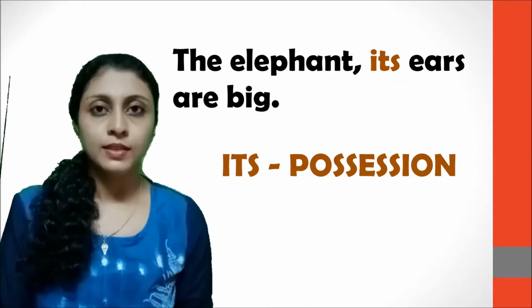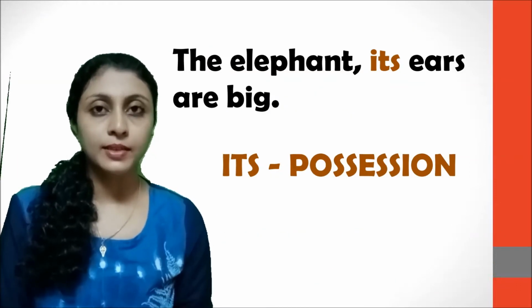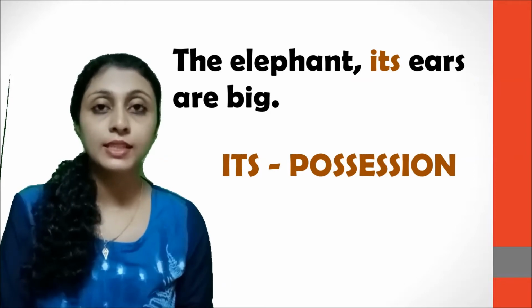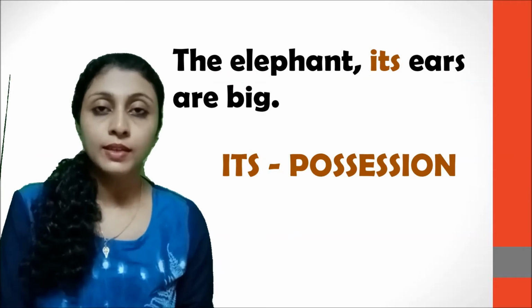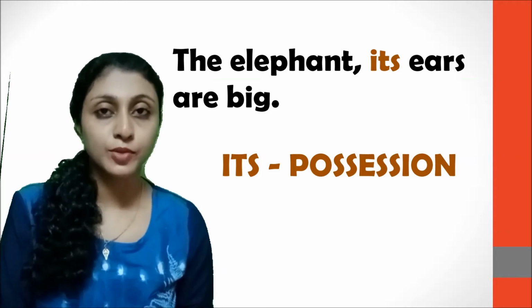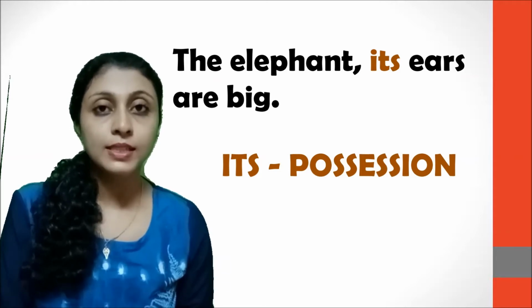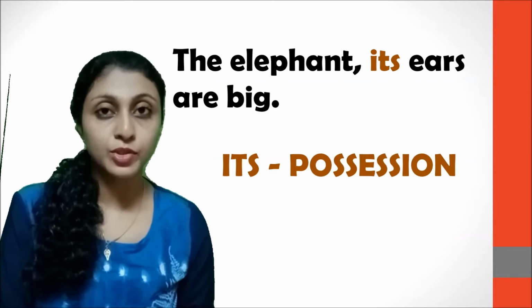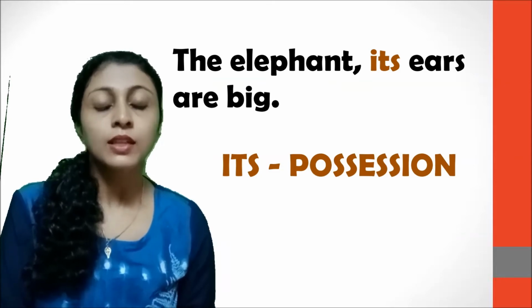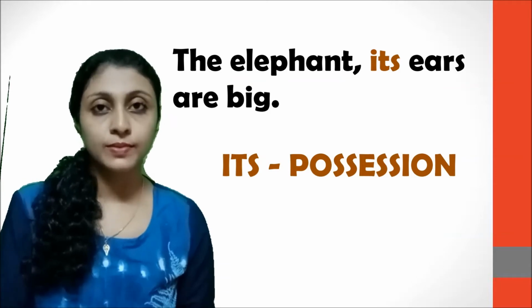The elephant, its ears are big. Over here, its is written without the apostrophe. We've just written it as I-T-S. Now here it is showing possession. But why didn't we use the apostrophe? If we had used the apostrophe, then it would be it's ears are big, which is wrong. So we just need to show possession, and for that we do not use the apostrophe.